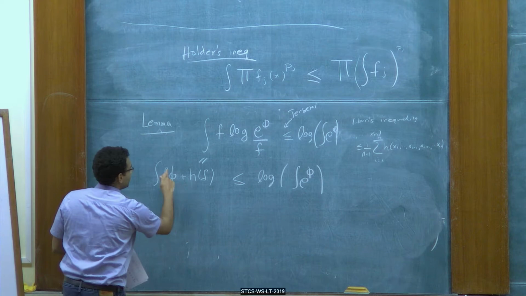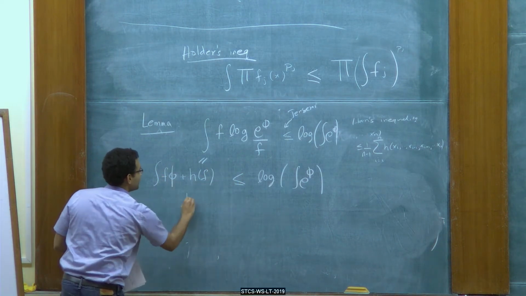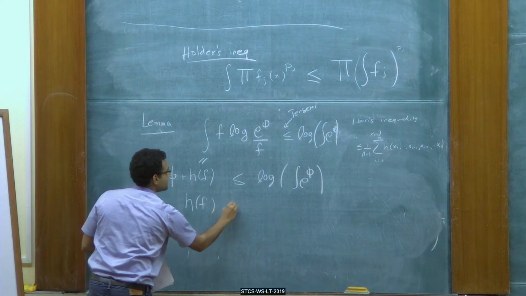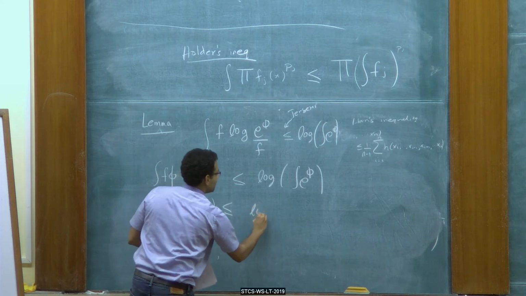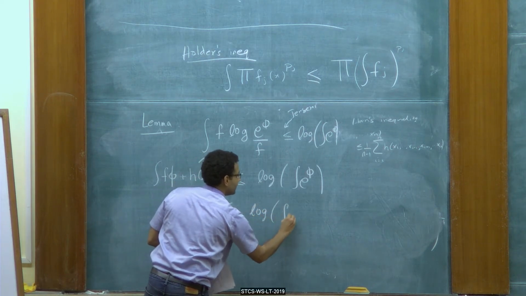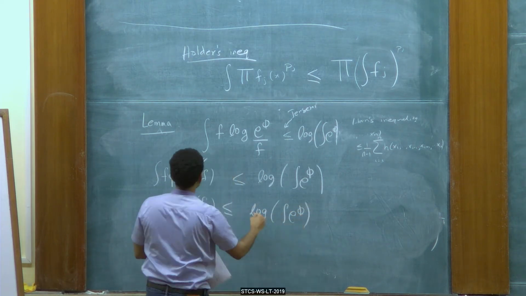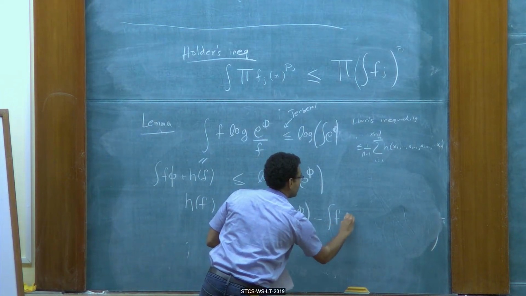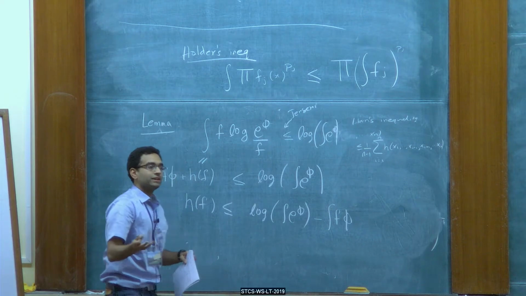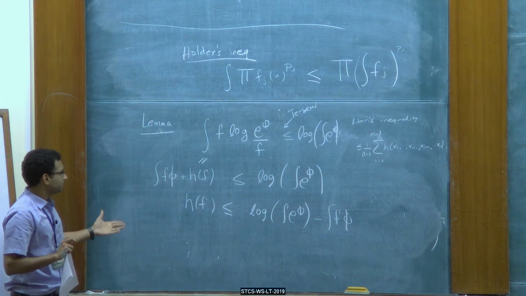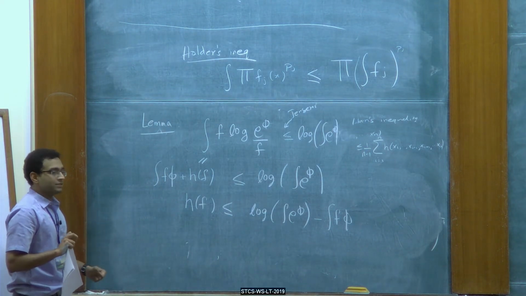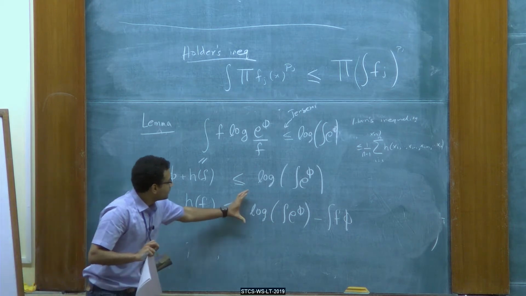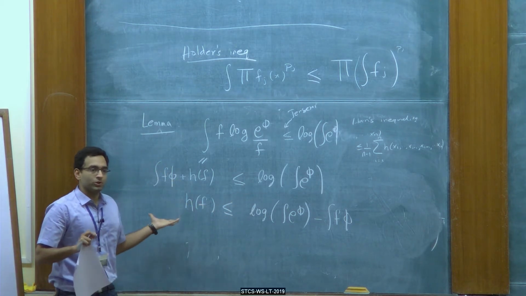And in particular, you can now throw this f phi on that side and say h of f is less than or equal to log of integral of e to the phi minus integral of f phi, for every function phi that you can think of. So f with some density, just take any phi that you like. The right hand side is going to give you an upper bound on its entropy.